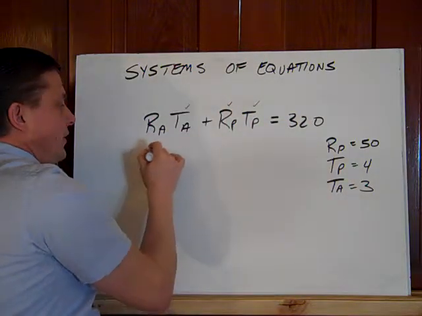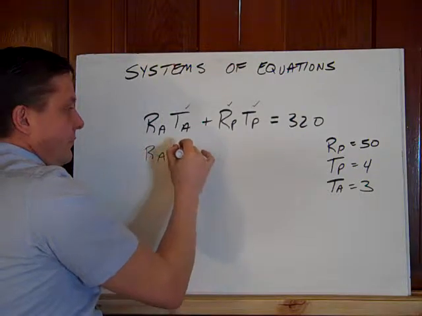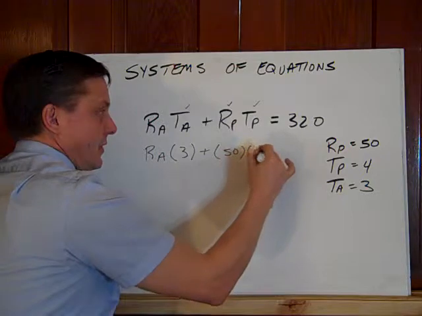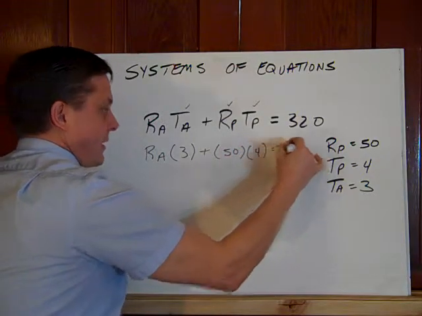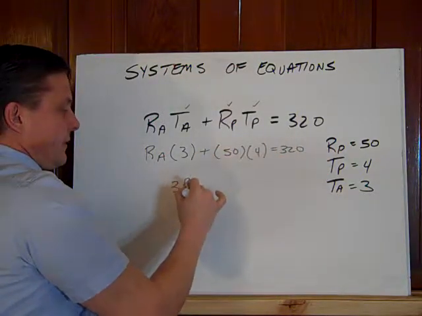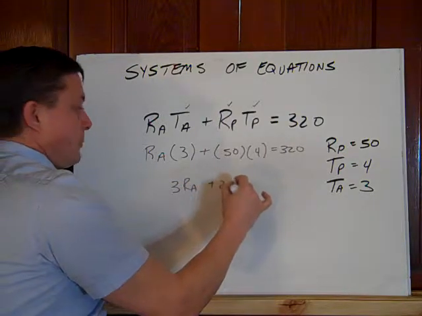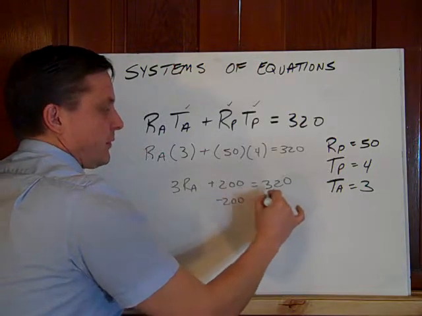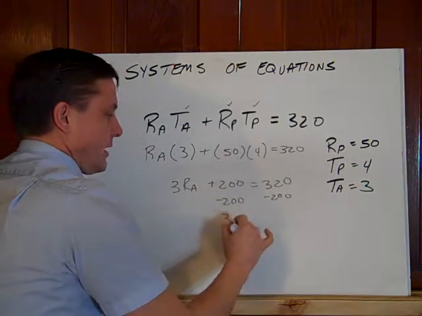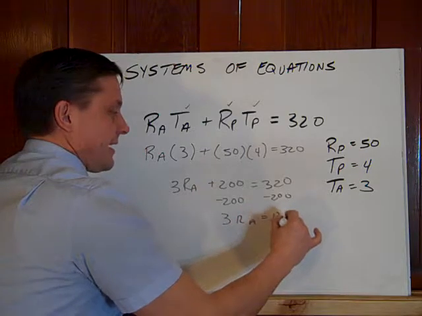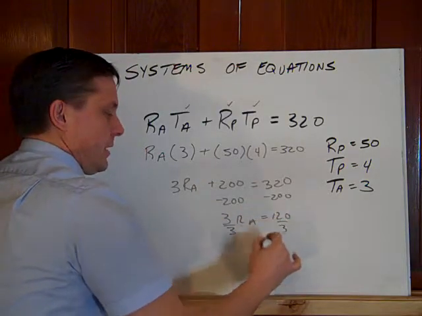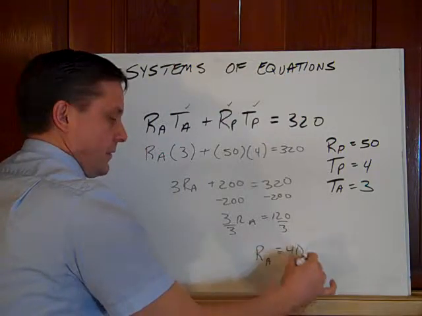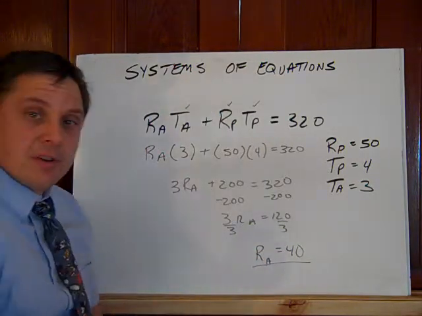So I will fill those into the first equation. And I will use parentheses to substitute values in for these. And you can see that this quickly simplifies to a pretty easy two-step problem. So I move the 200 over, get 3RA equals 120, divide each side by 3, and I get R sub A, or RA, is equivalent to 40. And I just solved this system of equations.